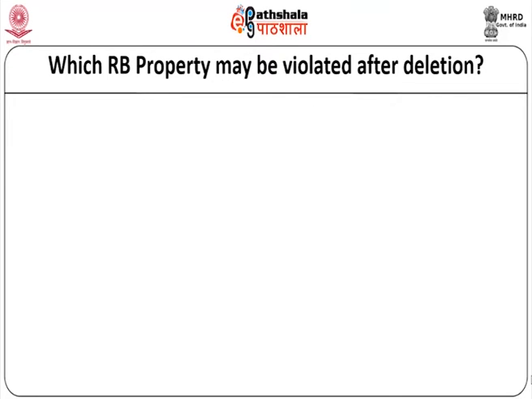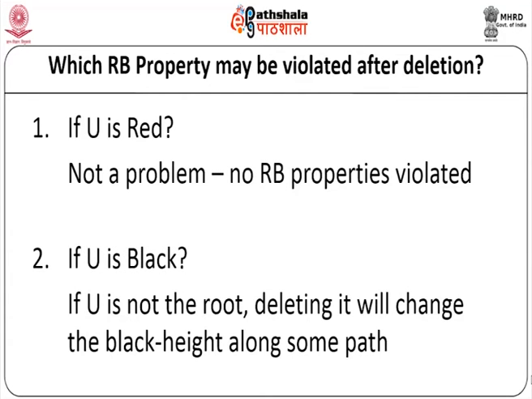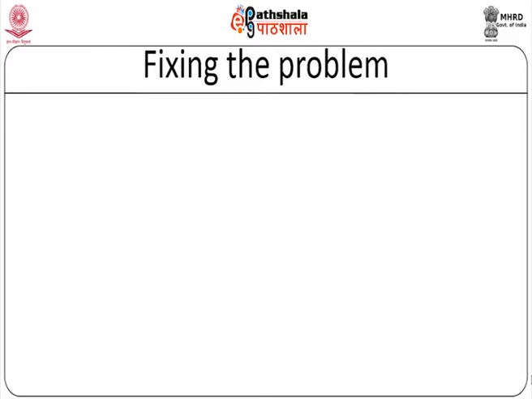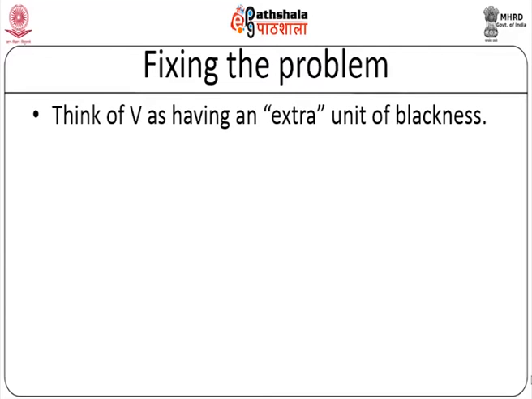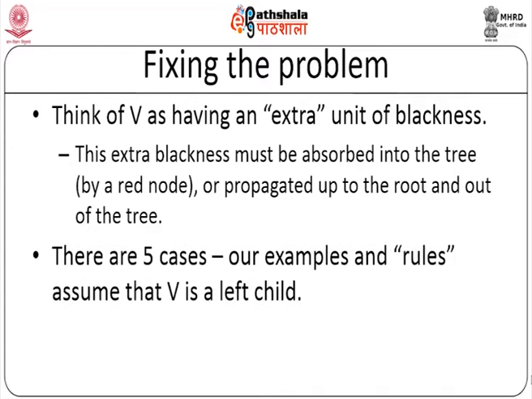So, now if U is red, it is not a problem, no RB property is violated. If U is black and U is not the root, deleting it will change the black height. If it is the root, it is not counted anyway, so it does not change. That is why we are looking at taking it out. So, think of U having an extra unit of blackness, which we discussed before. This extra blackness must be absorbed into the tree, again we are repeating that, by a red node or propagated up to the root and out of the tree.